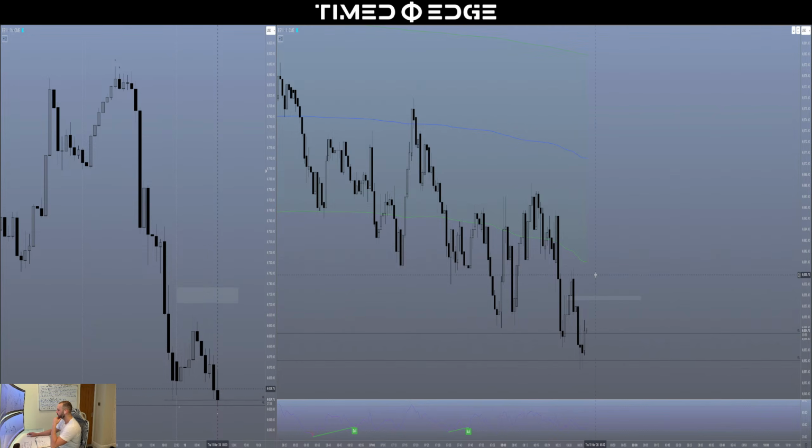Let's see if we can break up above this then. You know, we might even get last fair value gaps in there. Close above that. Maybe we take out the high as well. Come back in here. I'm using the confirmation anyway, so it's a double confirmation entry.